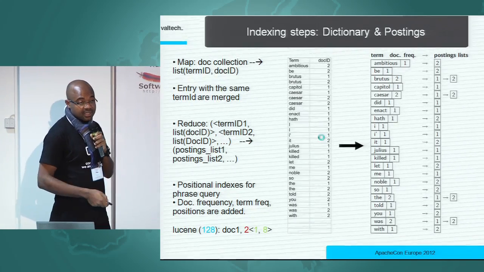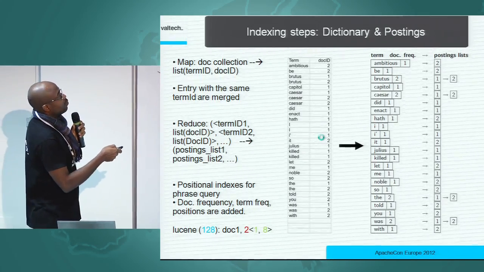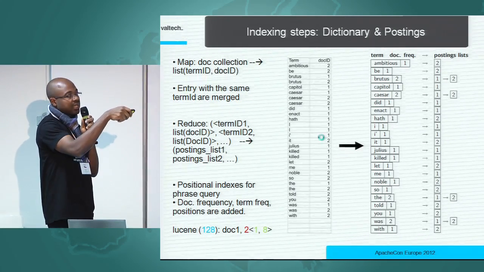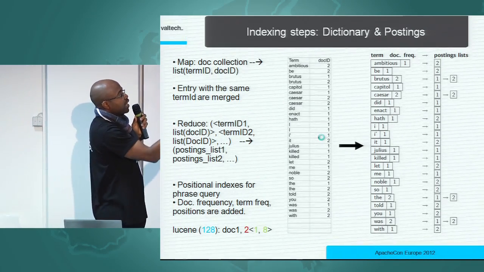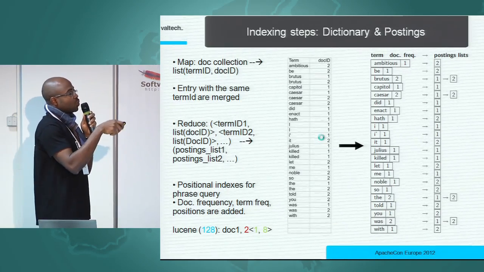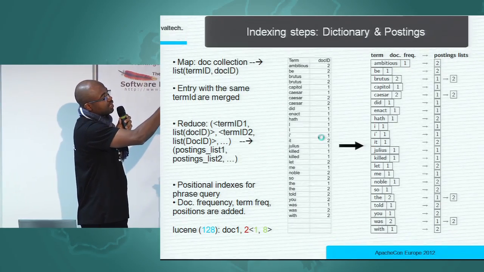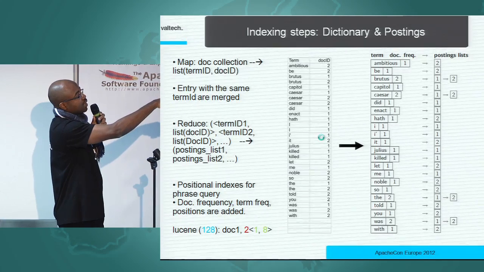Finally, you have the indexing step. That is a kind of map-reduce activity where the map takes the document collection and produces a list of term ID, doc ID pairs, and the entries with the same term ID are merged. The entries for brutus here will be merged into only one entry, and then the reduce step takes a term ID with a list of doc IDs and produces the different posting lists. That is what you can have here.